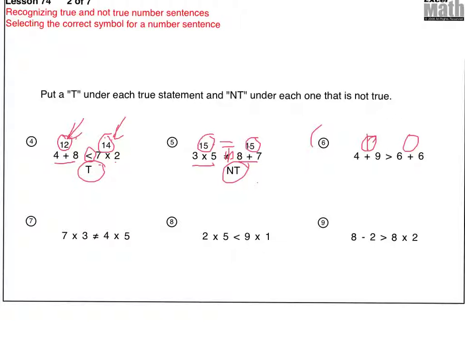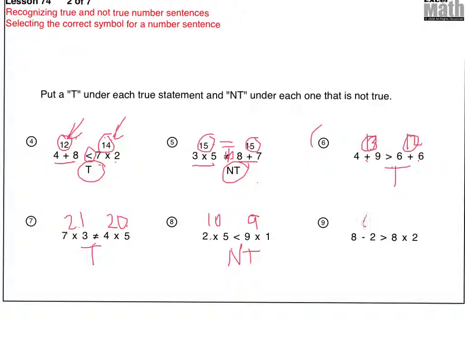So you should have written a 13 here, a 12 here. Is 13 bigger than 12? Yes. So that is true. Here you should have written a 21 for 7 times 3 and a 20. 21 is not equal to 20. This is a tricky one. A lot of kids put not true, but that is actually true. 21 is not equal to 20. That's true. 2 times 5, excuse me, is 10. 9 times 1 is 9. Is 10 smaller than 9? No, that's wrong. So we put NT there for not true.